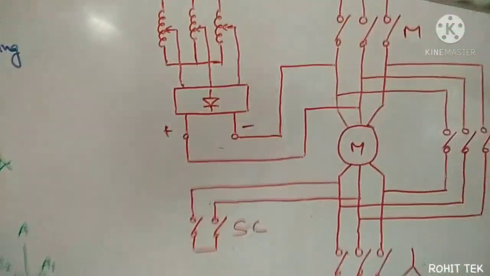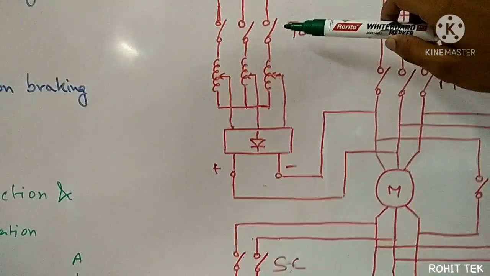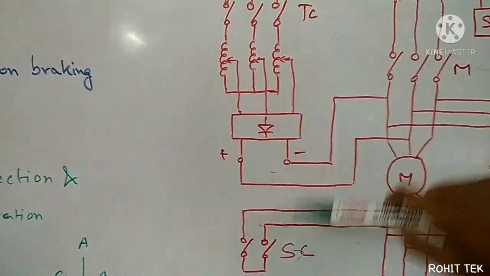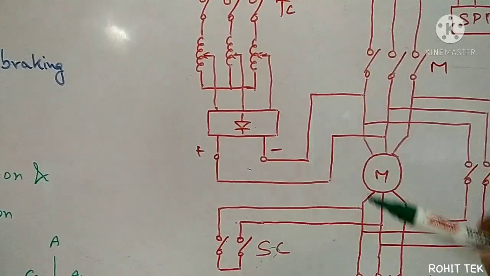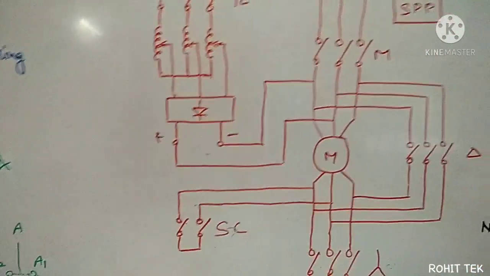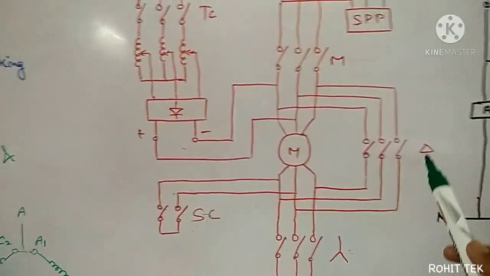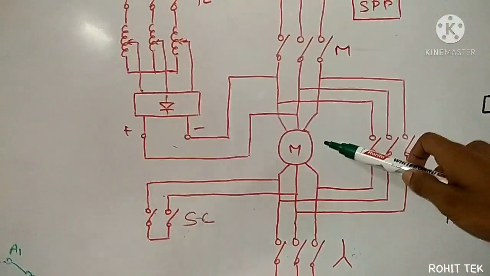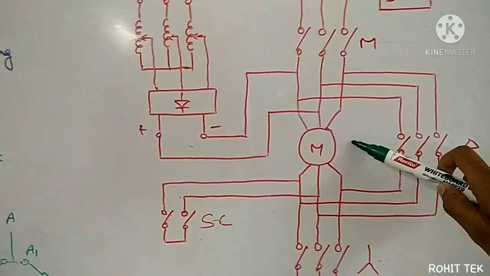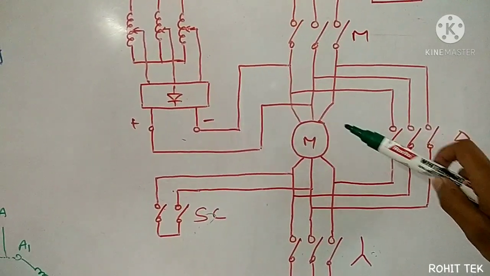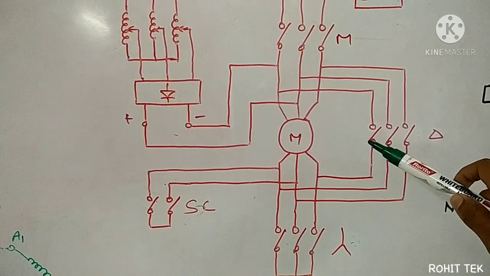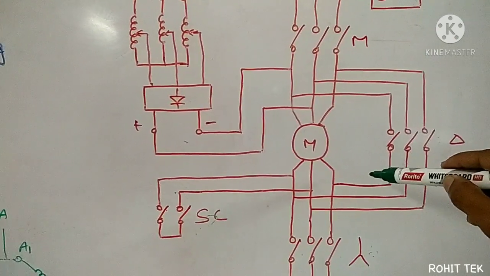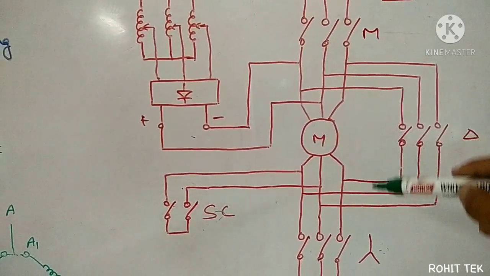To activate this DC injection braking, I have to simultaneously energize this TC contactor and SC contactor. Then the DC injection will take place and the motor will stop immediately. So what is the theory behind this braking? In normal condition, this is an induction motor, which needs a rotating magnetic field for the shaft to rotate. So 3 phases are being introduced to form a rotating magnetic field in the air gap. That rotates the shaft of the motor.